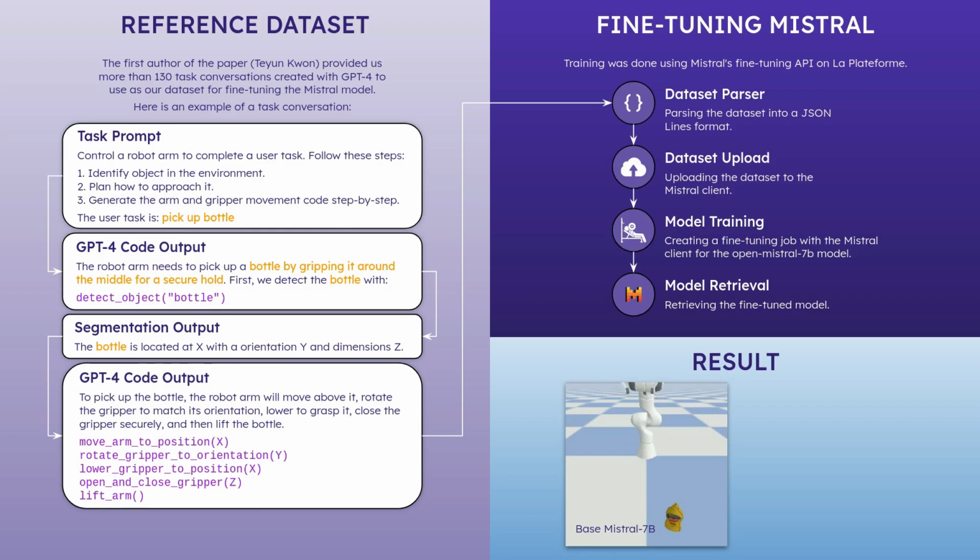As the authors of the paper used GPT-4 with great success, they were kind enough to provide us with a dataset of their runs. One of the datasets is provided here, and you can imagine this as a conversation between an LLM and a user. First, you have a user prompt commanding the LLM to accomplish a task step by step. The initial expected LLM output would be to call the detect object function first. The coordinate output of the segmentation model is then fed back as a user prompt to the LLM, which finally generates the code output made out of basic skills in the correct order.